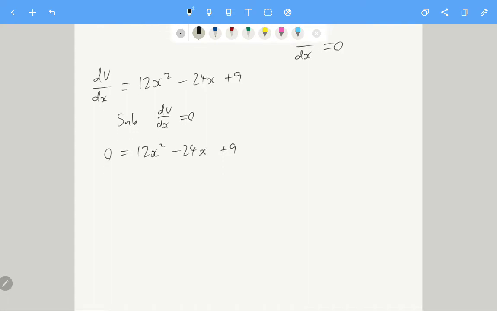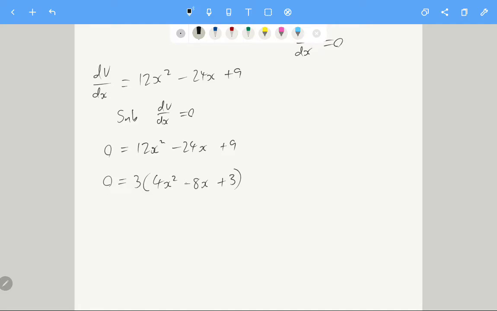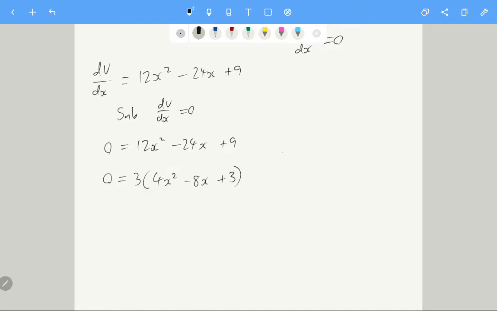Now in order to solve this, we're going to need to factorize out the factor of 3. This is a slightly trickier quadratic, but we can still use a t-chart. Multiplies to 12, adds to -8. The solution, which is -6 and -2.